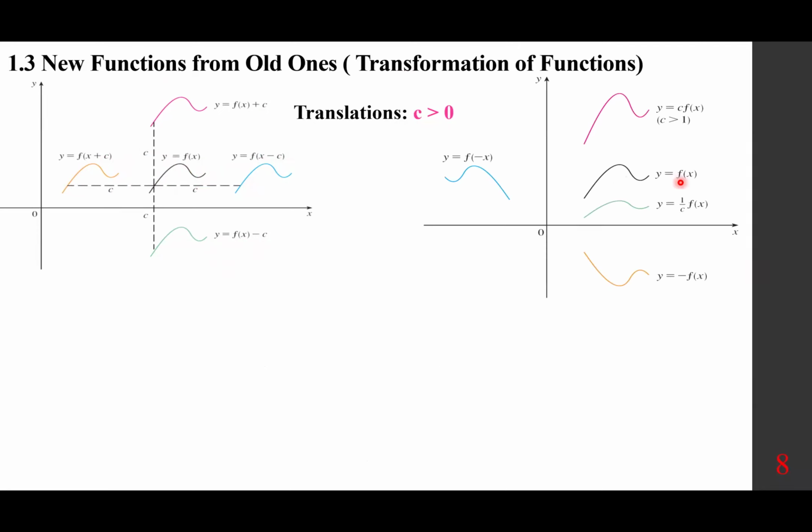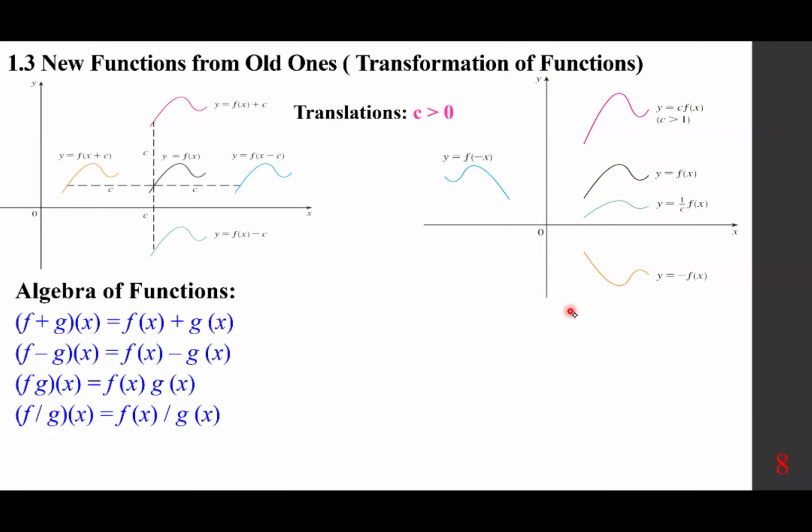Again, you have y equals f of x. If you assume c is larger than 1 and you multiply it by that, it increases by that much because that's what happens to the y coordinate. If you have 1 over c, let's say 1 over 5, it makes it smaller. Now, if you put the negative in front of f of x, it flips this over with respect to the x-axis. If you put it in front of x, f of minus x, it flips over with respect to the y-axis, so on and so forth.